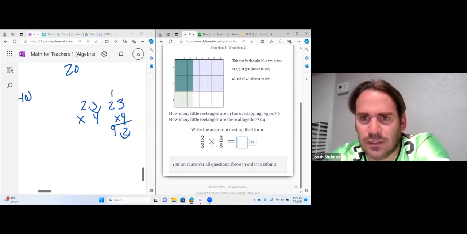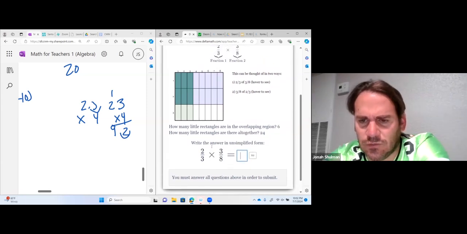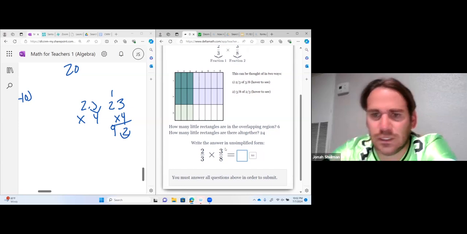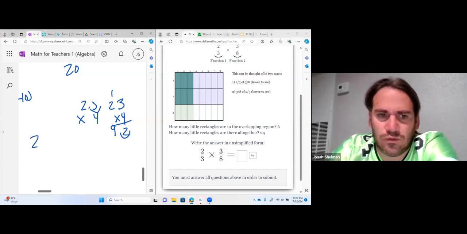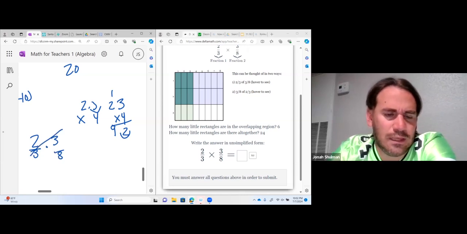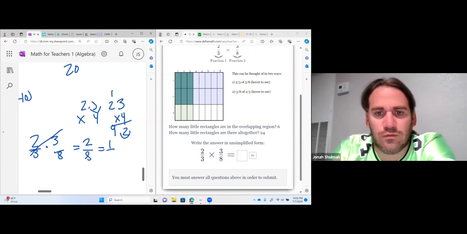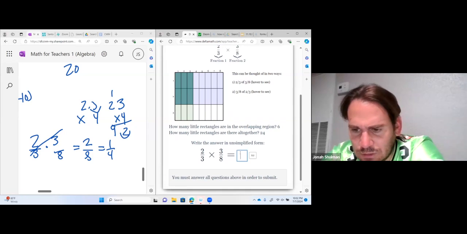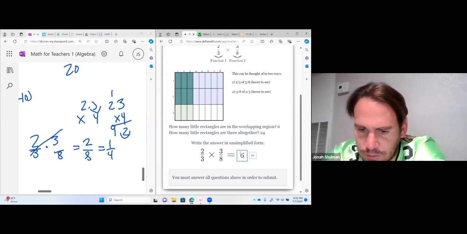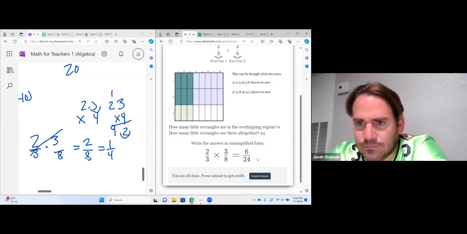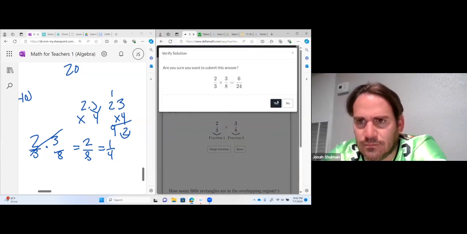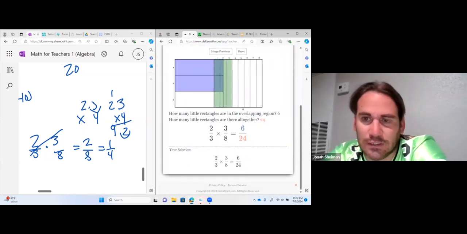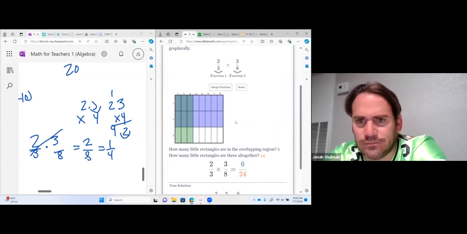All right, so we know the answer is 6/24, but we can simplify by crossing those out. So 2/3 times 3/8, we can cancel them. And we can be left with 2/8, which is 1/4. That's the simplified form. Oh, they wanted the unsimplified form. Sorry. So 2 times 3 is 6. 3 times 8 is 24. Nice. I gave you the simplified answer. Whoa, 1/4 of the picture.